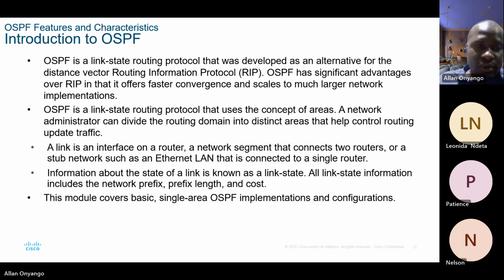Link state information includes things like the network prefix or network address, the prefix length or subnet mask, and what is called a cost. The cost here has nothing to do with money; it is just the distance to reach that particular network. We are going to cover the implementation of OSPF version 2, which is for IPv4, and it will be single area, not multi-area.